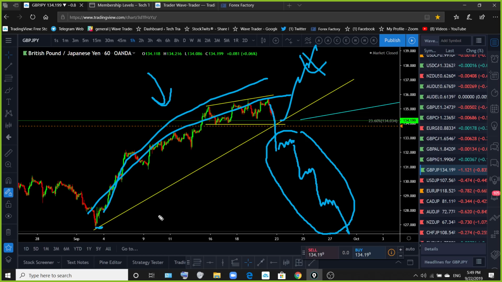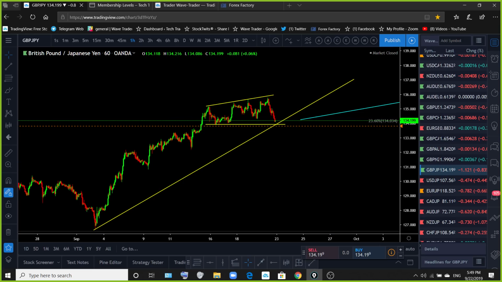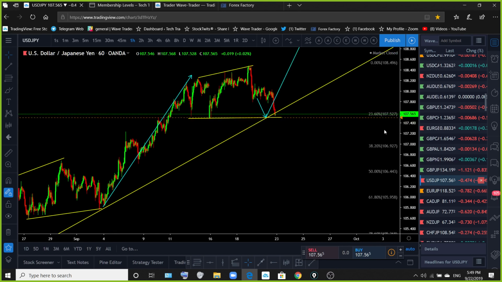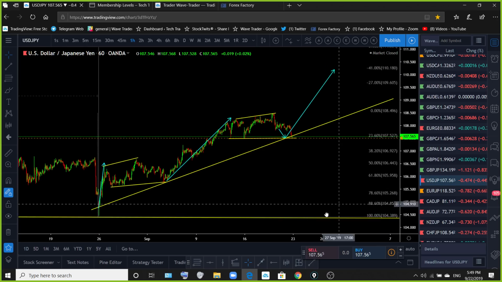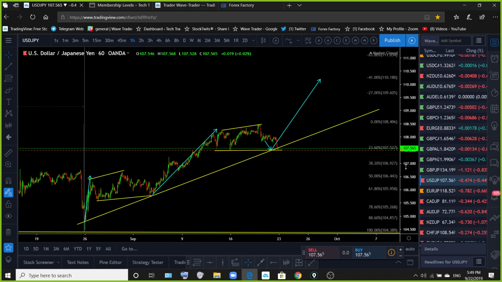So those who missed the move from the bottom on pound yen, they're going to love to see that one more drop so that they can buy again from the bottom. All right, that can happen. So make sure you understand that. The dollar yen chart I have just shown you, we are looking for that continuation for upside.